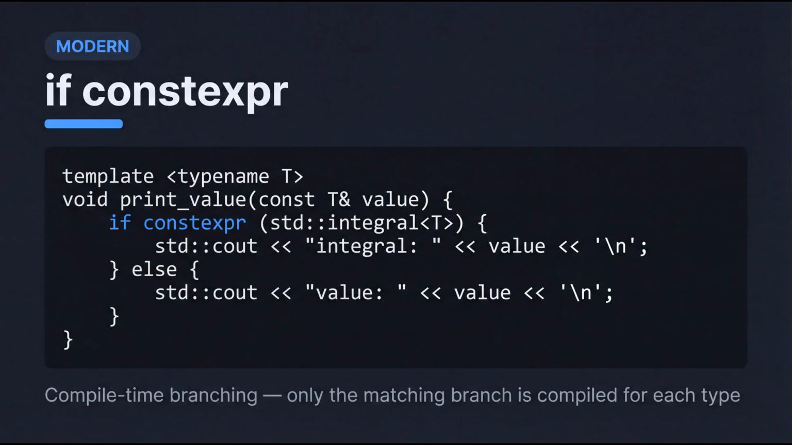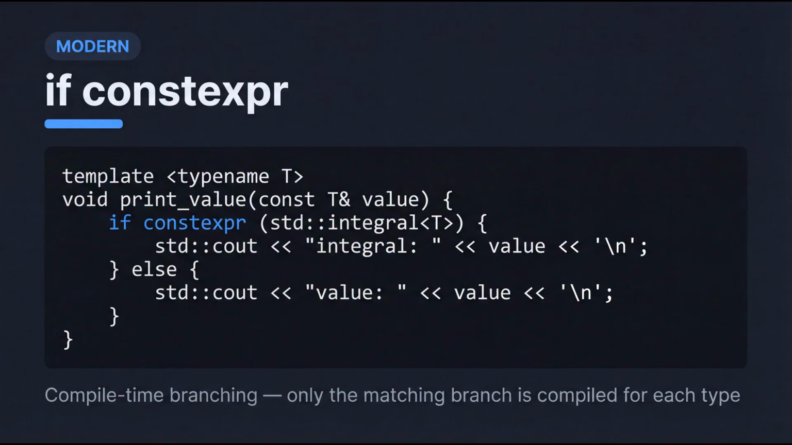If constexpr is compile-time branching. It looks like a regular if statement, but the condition is evaluated at compile time, and only the matching branch is compiled for each type. In this print_value function, if T is an integral type, we print "integral:" followed by the value. Otherwise, we print "value:" followed by the value.